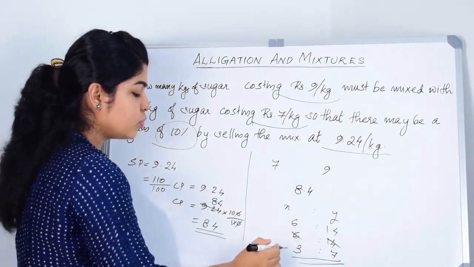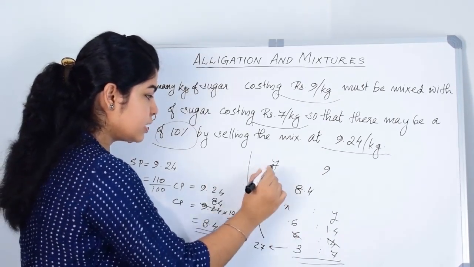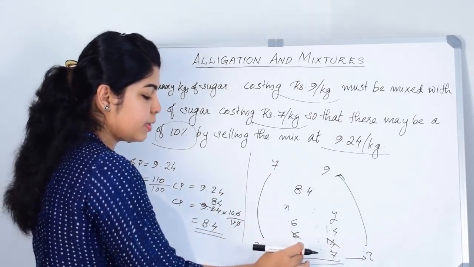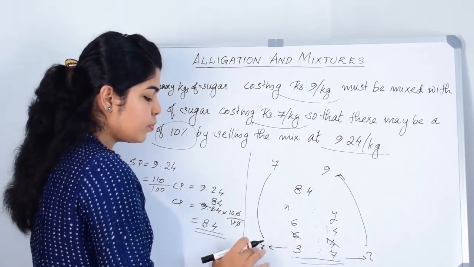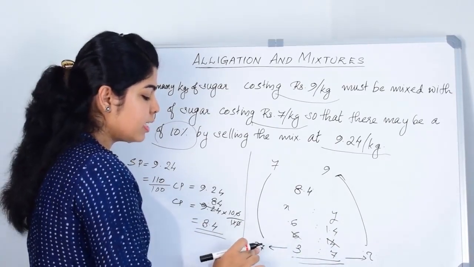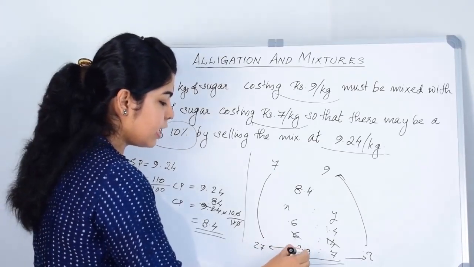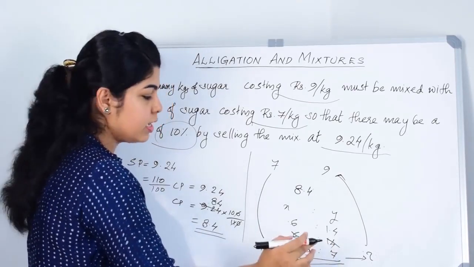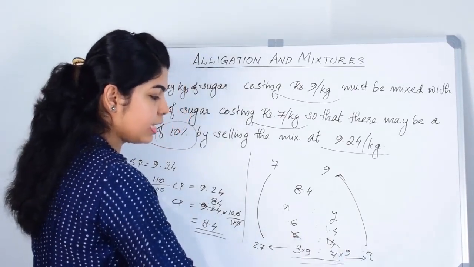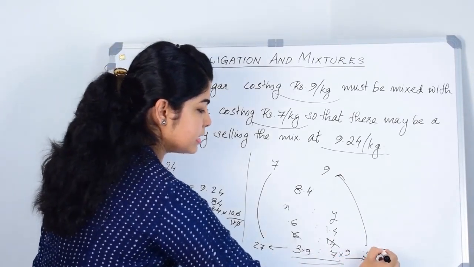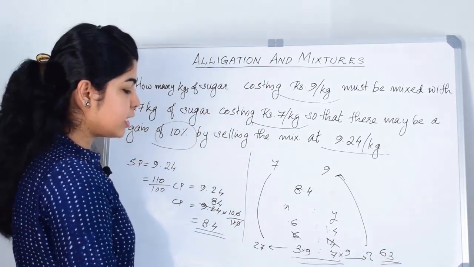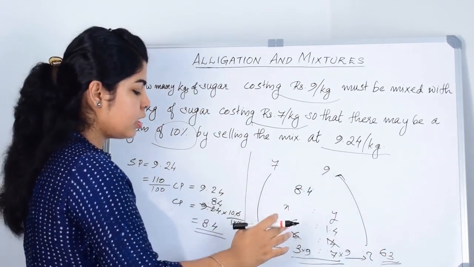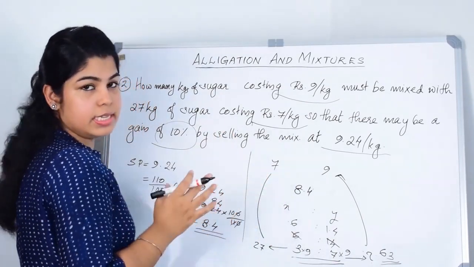So if we are taking 27 kilograms of sugar costing 7 per kg, then to find this value we need to find the value that is multiplied here with 3. See here, to make this 27, 3 is multiplied with 9, right? 3 into 9 is 27. So we need to do the same operation here with 7 as well. So we need to multiply 7 with 9. So our final answer will be 63. That is, we need to take 63 kilograms of sugar costing 9 per kg to make the mixture with 27 kilograms of sugar costing 7 per kg.